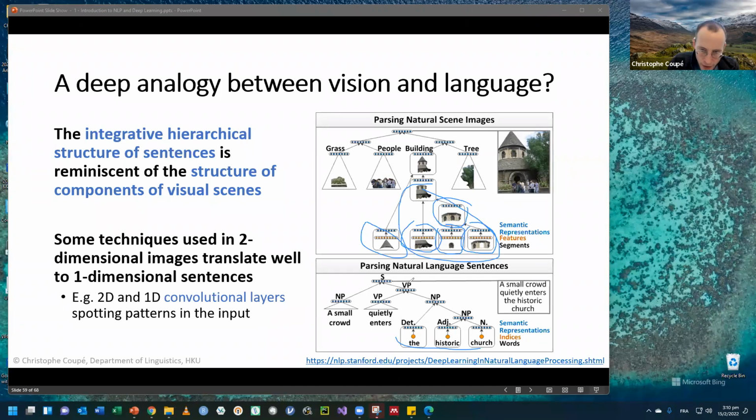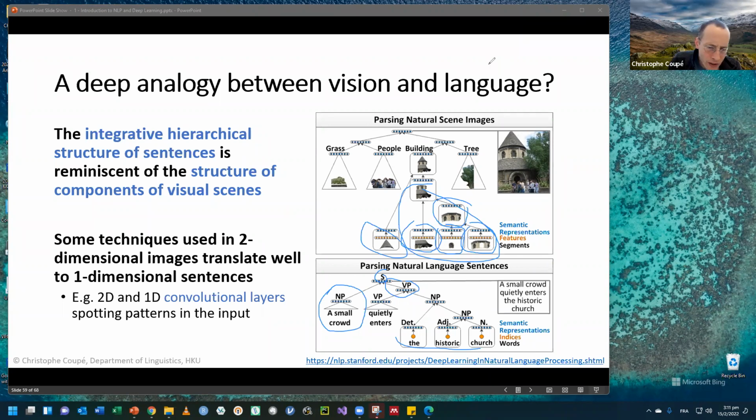So that will be this one. And then the subject and the verb phrase together, they will create the sentence. So I think what you can clearly see with these two illustrations is that this hierarchical integration is shared both by the parsing of natural images, visual scenes, and the parsing of sentences.